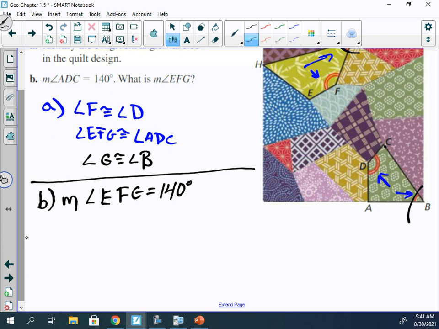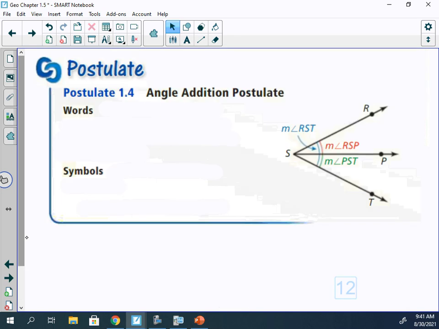I'm going to turn the light back on. Any questions on this here? You good with this here? I have a feeling you're not going to have to write anything down for this.